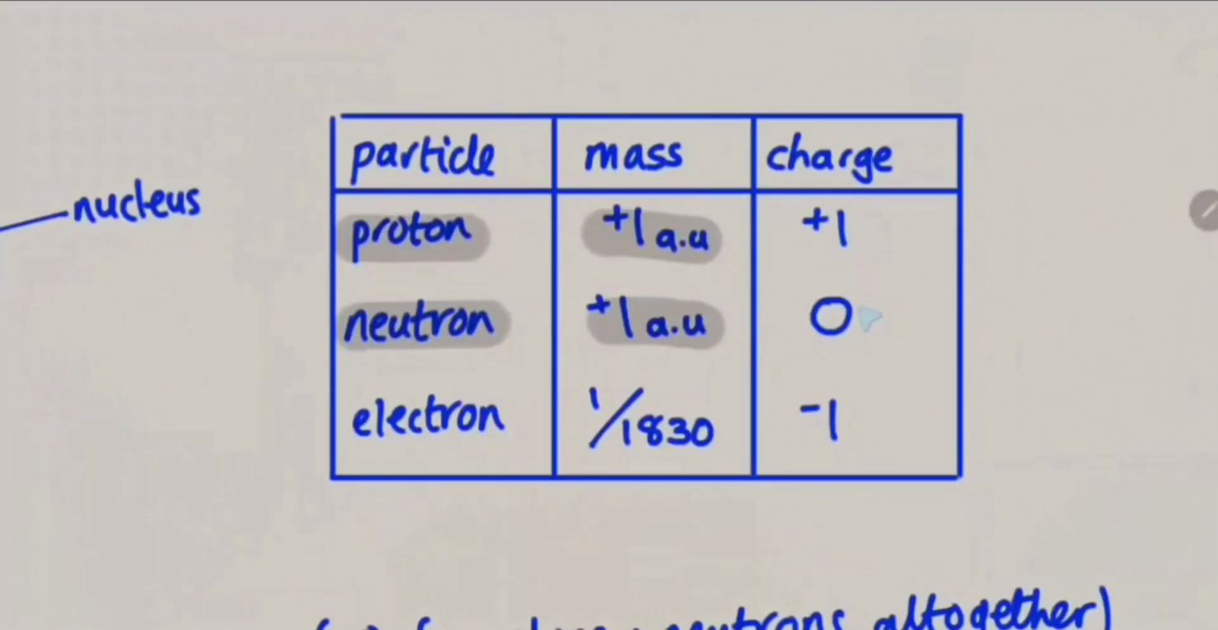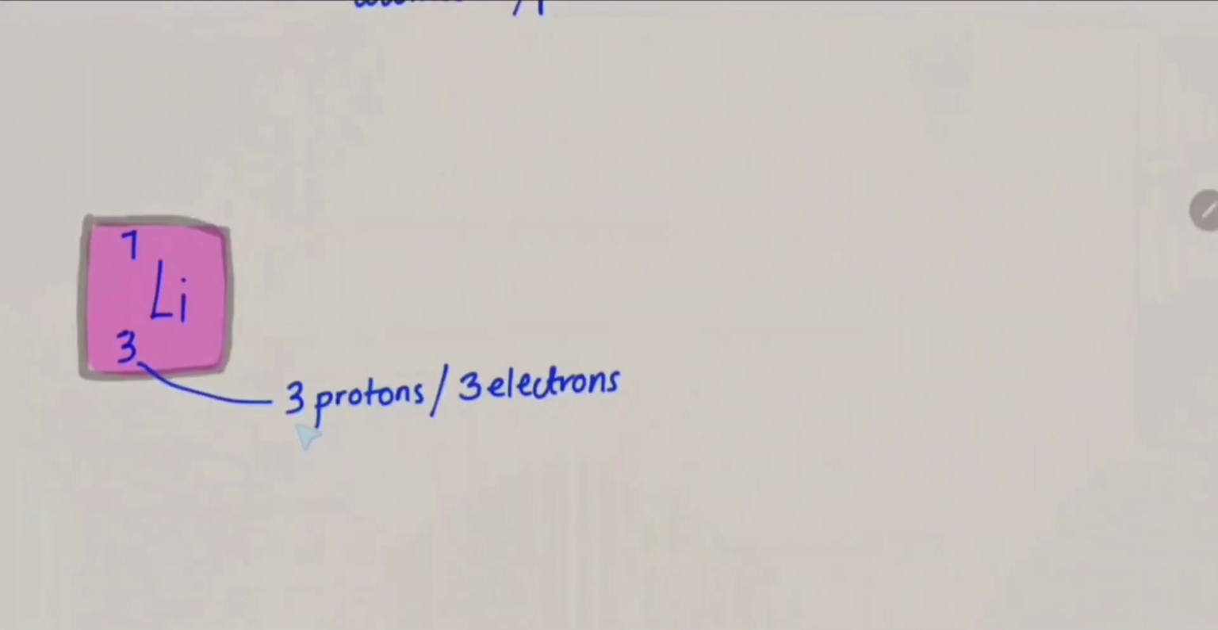And atoms are neutral overall. That means they don't have any overall charge. So to balance out the 3 plus charge of 3 protons, we need 3 negatively charged particles, 3 electrons. So the reason is that atoms are neutral overall, and we need the same number of electrons to balance out the protons.